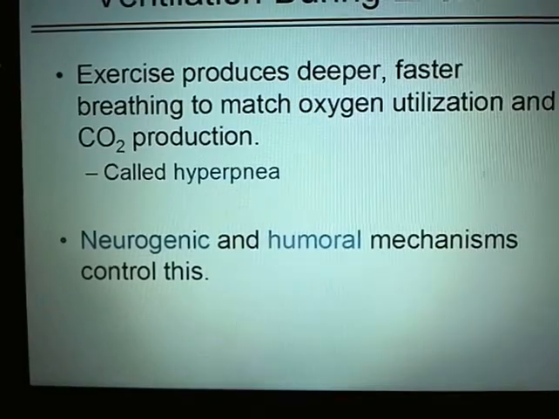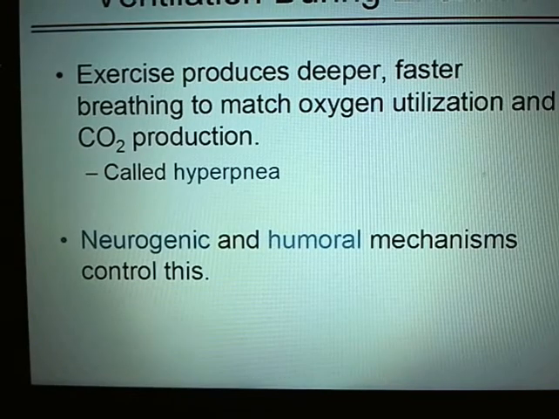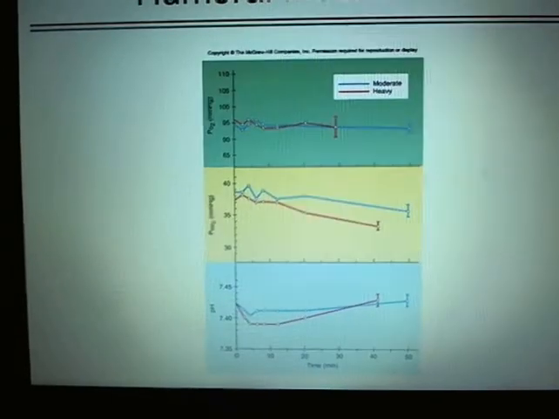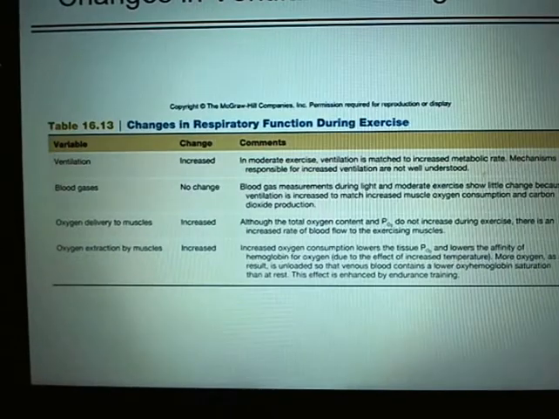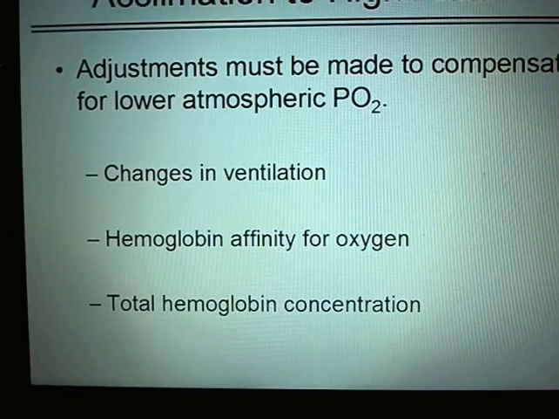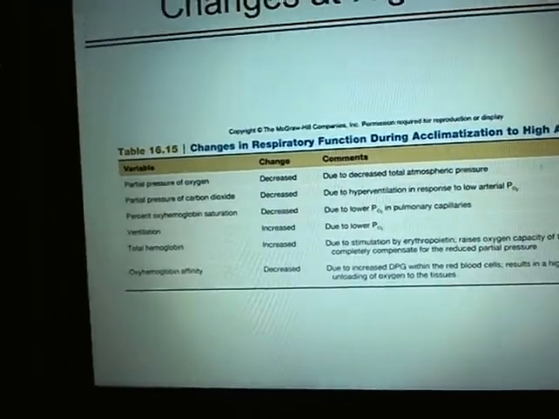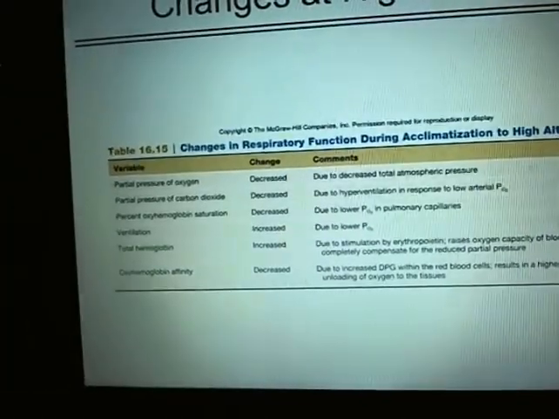Exercise at a high altitude on respiratory function. Faster breathing to match oxygen utilization is hyperpnea. Neurogenic and normal mechanisms control that. Humoral mechanisms, we're not going to go through this. I'll just let you take a look at it. Sorry, going to be a little bit fast. I think you can stop it and look at it.